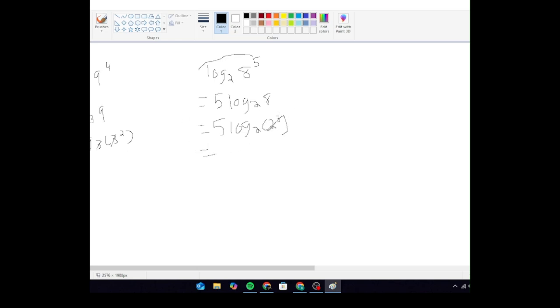Okay, now same thing as we did before. This cancels out, so now the whole equation just becomes 5 times 3, and that would be 5 times 3 equals 15.